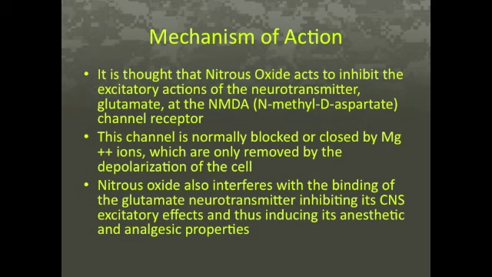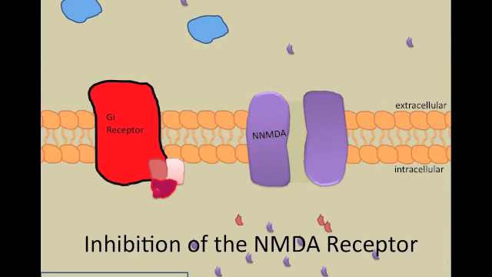This channel is normally blocked or closed by magnesium ions, which are only removed by depolarization of the cell. Nitrous oxide interferes with the binding of the glutamate neurotransmitter, inhibiting its CNS excitatory effects and thus inducing its anesthetic and analgesic properties. As you can see from this diagram, nitrous oxide binds the NMDA receptor, not allowing calcium in or magnesium out.